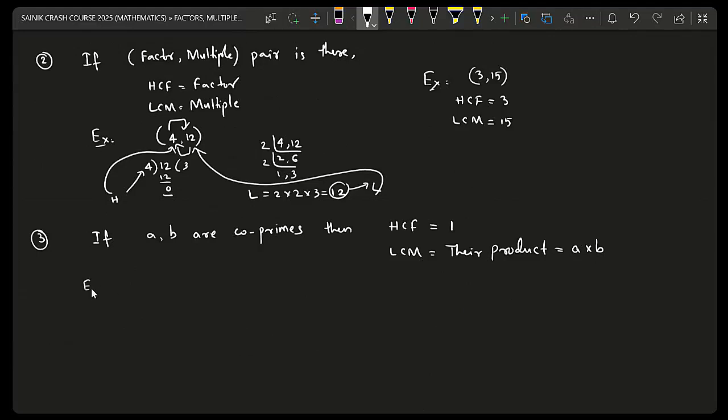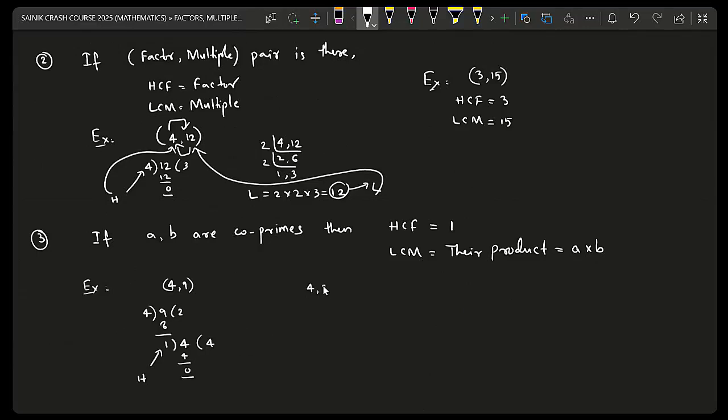Let's take one example. I'm taking an example of co-primes, 4 and 9. First, let me find the HCF. With 4 I'm going to divide 9. 4 2s are 8 and the remainder is 1. With 1 I'm going to divide 4. 1 4s are 4, remainder is 0. So what is the HCF here? HCF is 1.